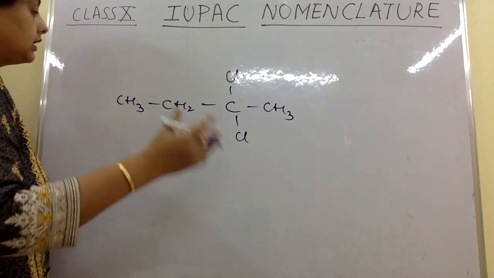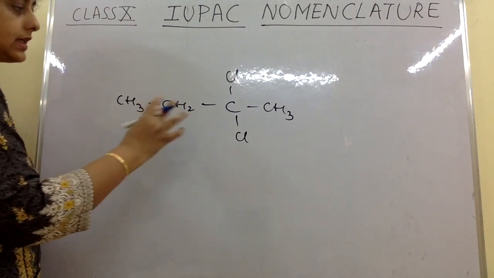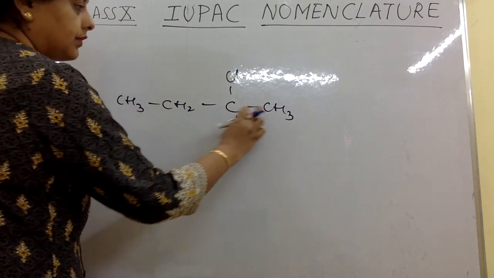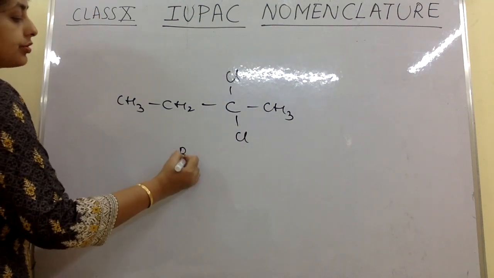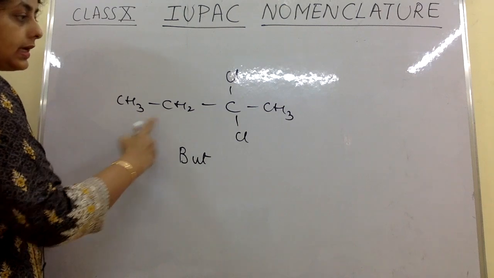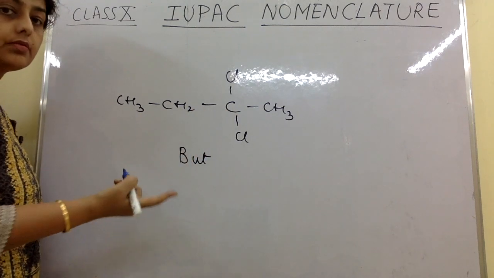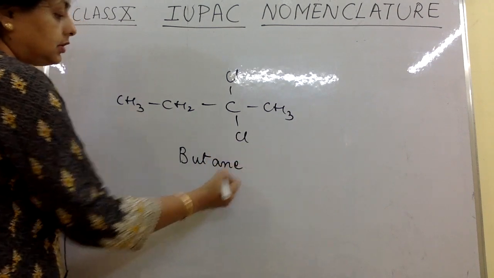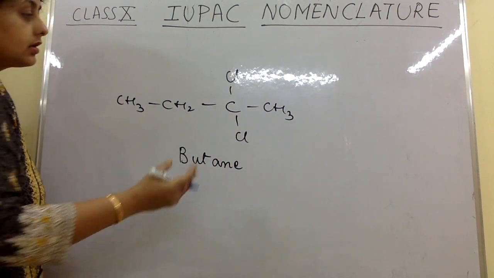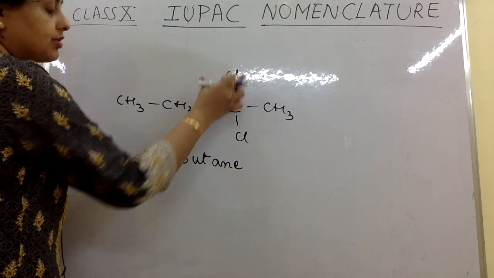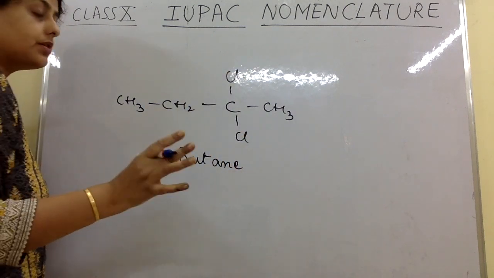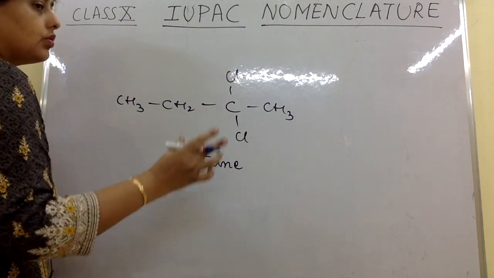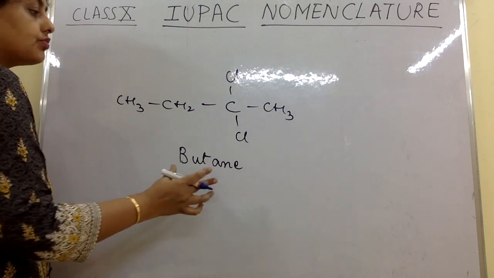This is again another one. All single bonds, 1, 2, 3, 4, parent chain, but. It's an ane, butane, and then these are substituents, but they are halogens. They don't come under functional groups. Chloro, bromo, these are substituents.